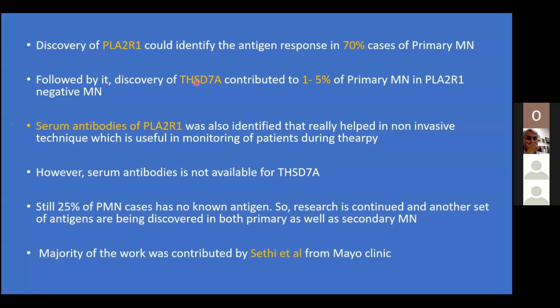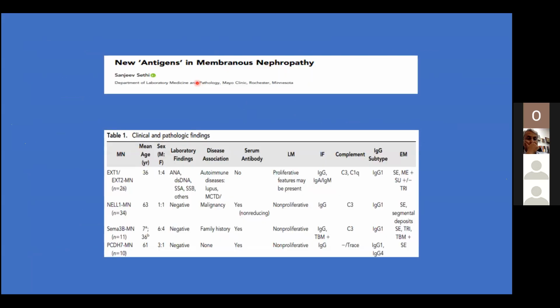But still 25% of membranous nephropathy cases have no known antigen. So the research was continued and another set of antigens are being discovered in both primary as well as secondary membranous nephropathy. And the majority of this work came from Mayo Clinic. So these are the list of new antigens discovered in membranous nephropathy apart from PLA2R and thrombospondin.